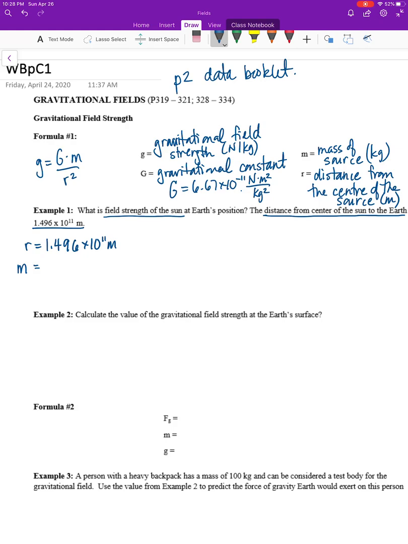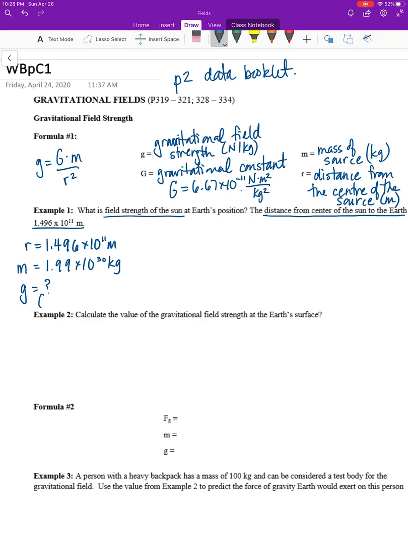And it turns out that that is 1.99 times 10 to the 30 kilograms. Okay, so then we have to ask ourselves, what do they want us to solve for? And that is the field strength of the sun. So that's our question mark.